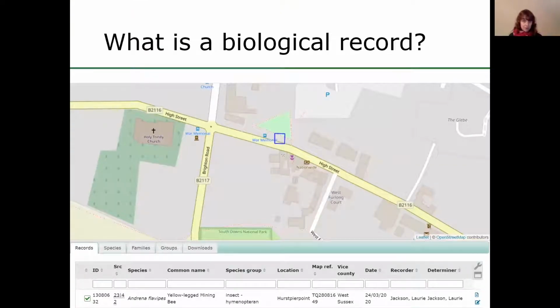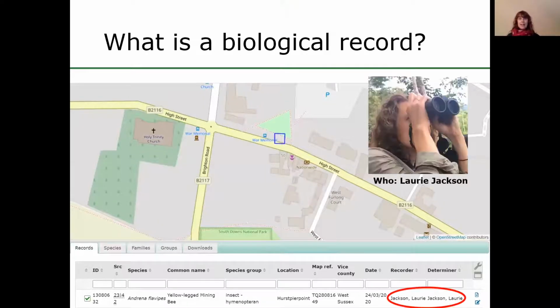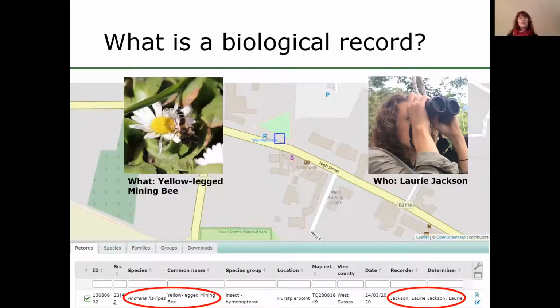This is one of my biological records here. It's really very straightforward. There are 4 key bits of information. The first one is who recorded it, so that was me. Sometimes you'll also have a determiner, that was also me in this case, but sometimes you might want a little bit of help. It's really important that when this biological record goes in, it has a person's name attached to it, because if there are any queries, the county recorder will know who to go back to ask for more information.